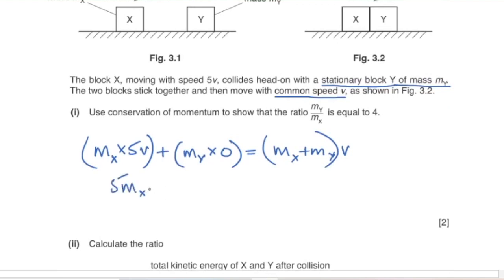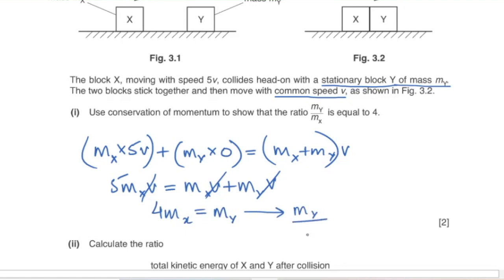first let me write this, we'll simplify it. So v and v on both sides get cancelled. Now it's 4mx is equals to my. And just like our question asked us to prove that my by mx is equals to 4.